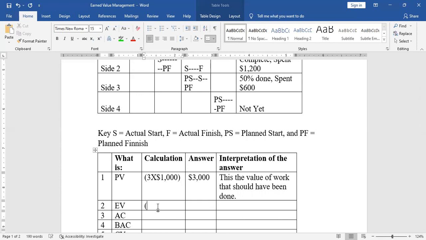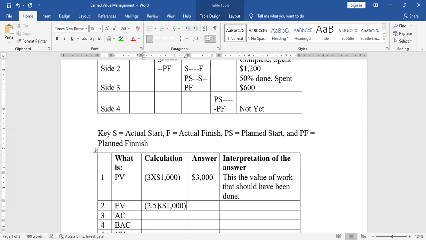So we'll say side 1 complete plus side 2 plus 50%, which is 0.5. This will give us 2.5. So we have 2.5 worth of work done, not the work that should have been done, but the work which has been done. Multiply by 1,000. This gives us 2.5. This is the value of work done.